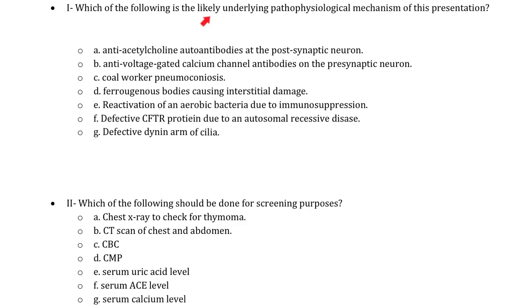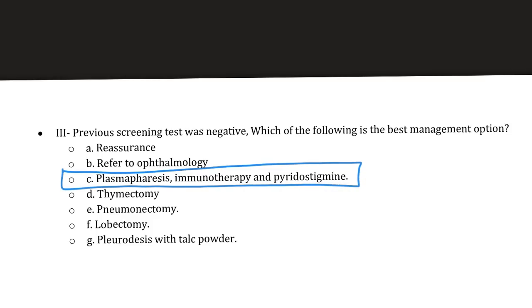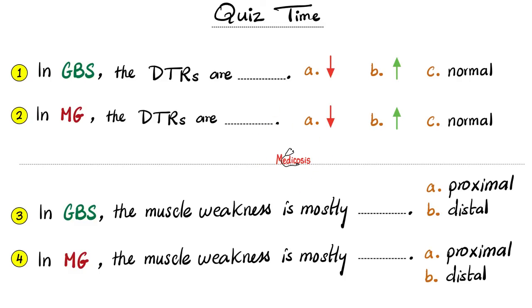First question, which of the following is the likely underlying pathophysiological mechanism of this presentation? Pause the video and try to answer this yourself. The correct answer is B, anti-voltage-gated calcium channel antibodies on the presynaptic neuron. Next, which of the following should be done for screening purposes? Well, the patient probably has lung cancer, so I'm doing CT scan of the chest and abdomen. Third, previous screening tests were negative. Which of the following is the best management option? I'm going to go with the one that has plasmapheresis and immunotherapy, even though the pyridostigmine is not going to help that much, but this is the best option. I've asked you about this question before. Please pause the video and let me know the answers in the comments.